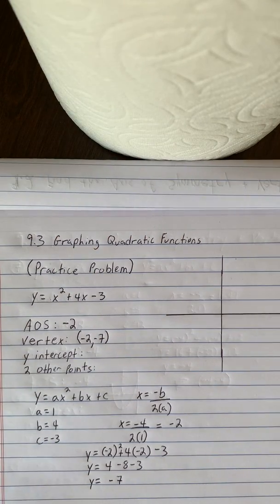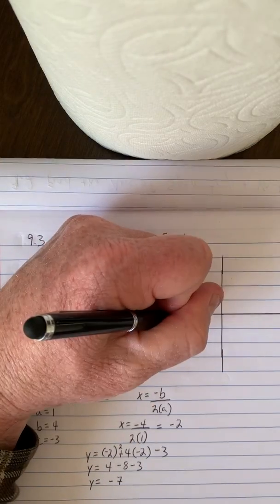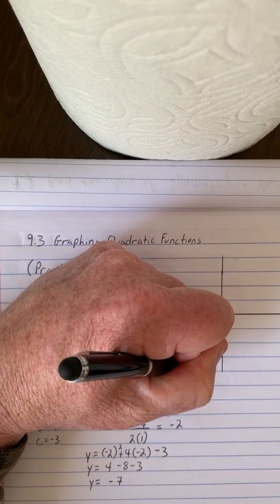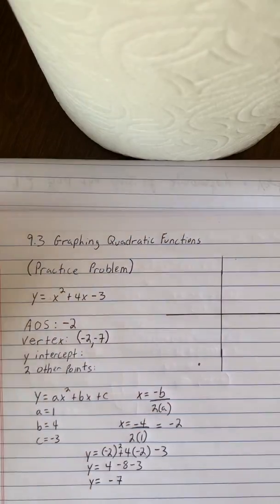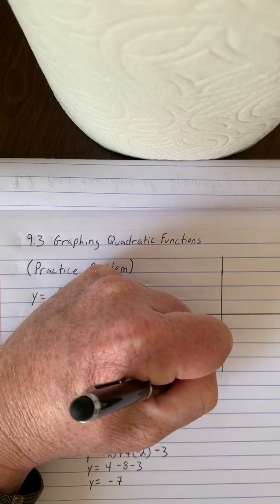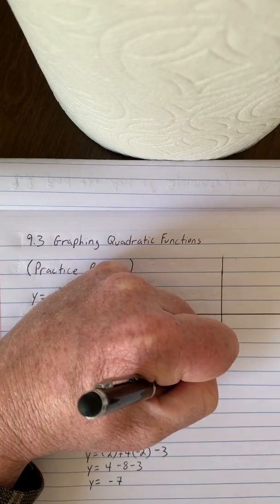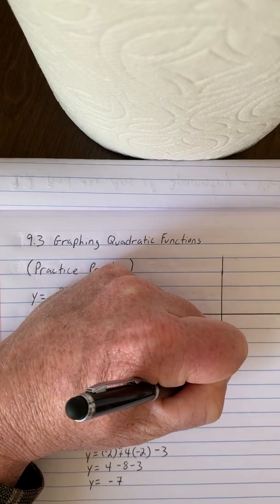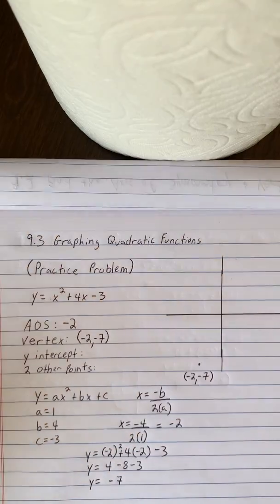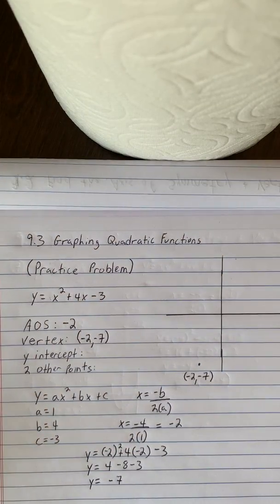Let's mark that point on our graph. Everybody over -2, down -7. Something in that area sounds good. And let's put an ordered pair of what that is below the point. Let's call it -2, -7.